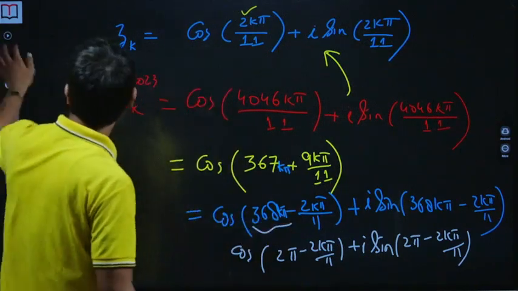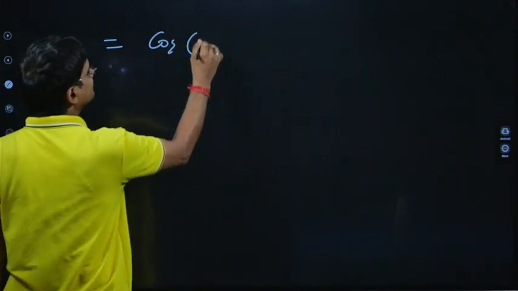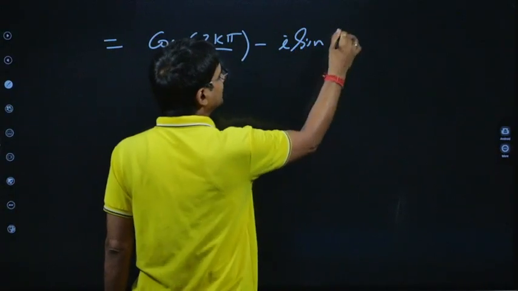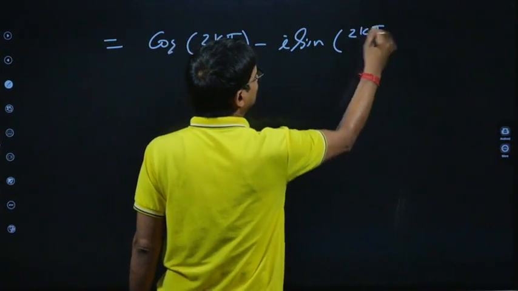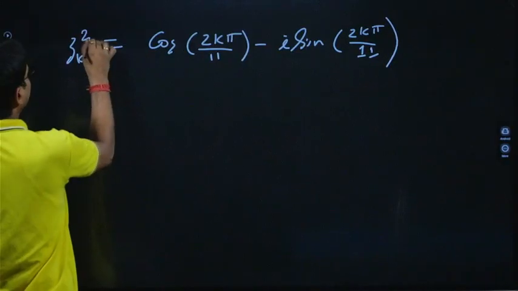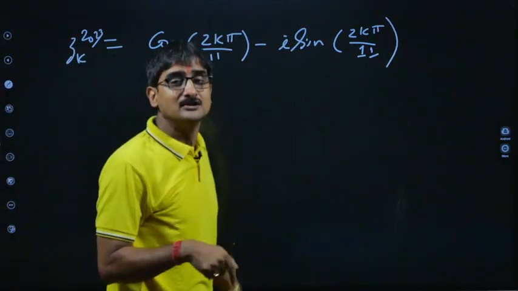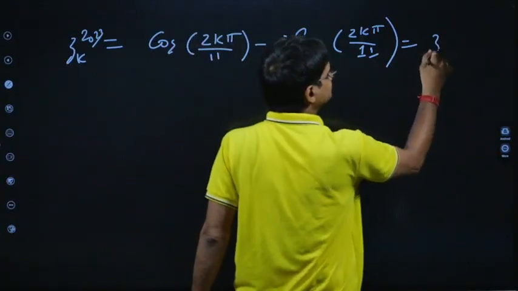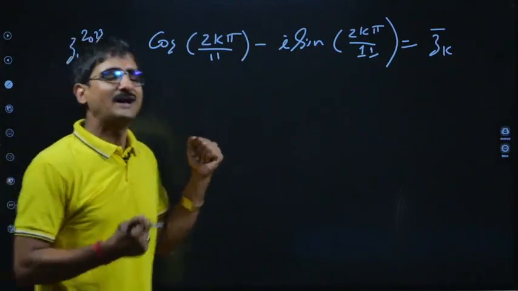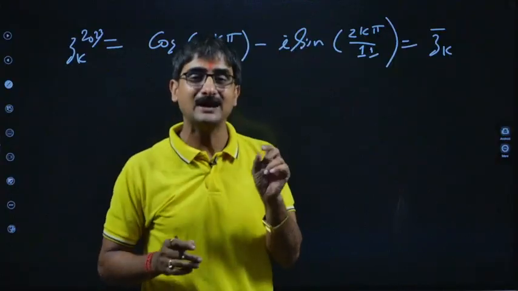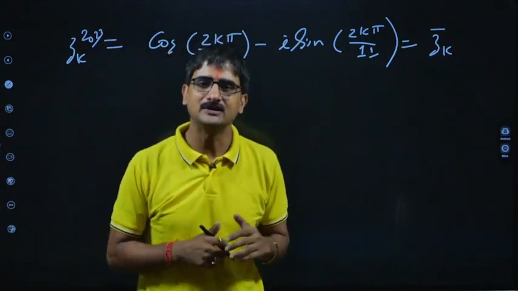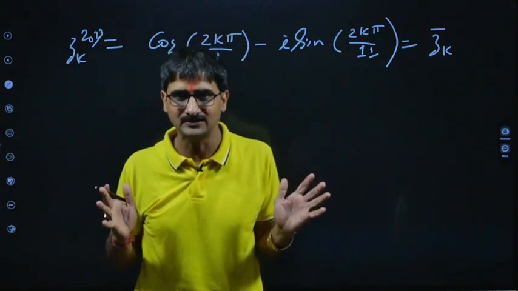Okay, so now cos 2 pi minus theta is nothing but cos theta, so cos 2k pi by 11. Minus iota sine: sine of 2 pi minus theta is minus sine theta, so minus iota sine 2k pi by 11. Now what's the difference? So see, zk raised to the power 2023 is actually the conjugate of zk, zk bar. Isn't that fair enough? Okay, and we already know they appear in conjugate pairs. So if z1 is a root, its conjugate will be one of the other roots among z10. I think all of you agree, isn't that?